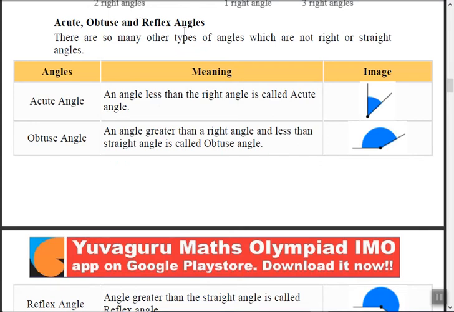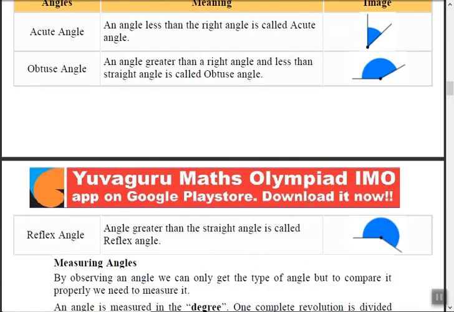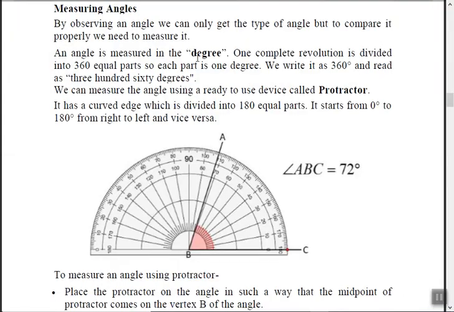Acute, obtuse and reflex angles. Acute means angle less than 90 degrees. This is acute. Obtuse means angle more than 90 degrees but less than 180 degrees. Remember, less than 180. Reflex means angle more than 180 but less than 360 degrees. Right? That is reflex.